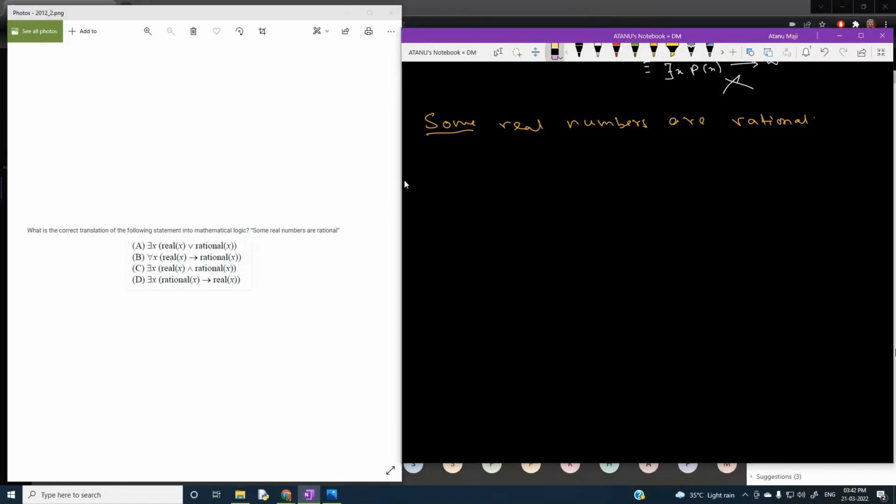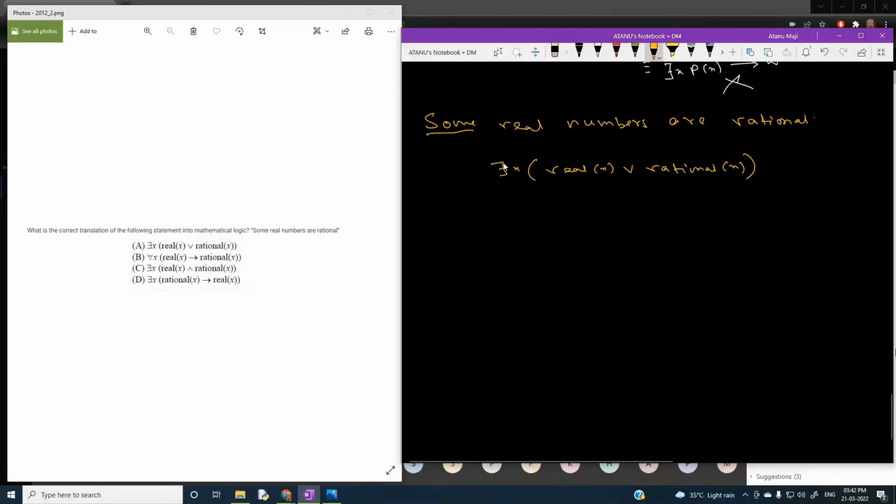Option A has the sense that there exists x, real x or a rational x. Now if I convert this expression into an English statement, it means for some number x, either it is real or it is rational. But the statement given here is not the same as this.